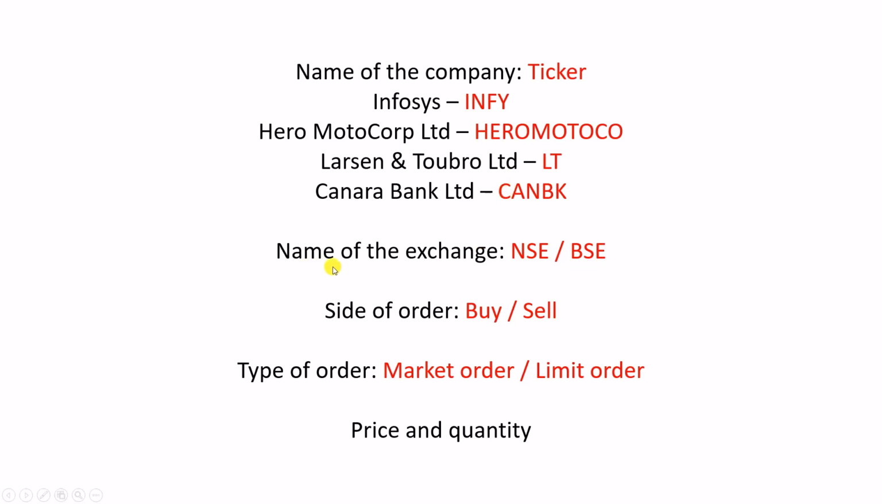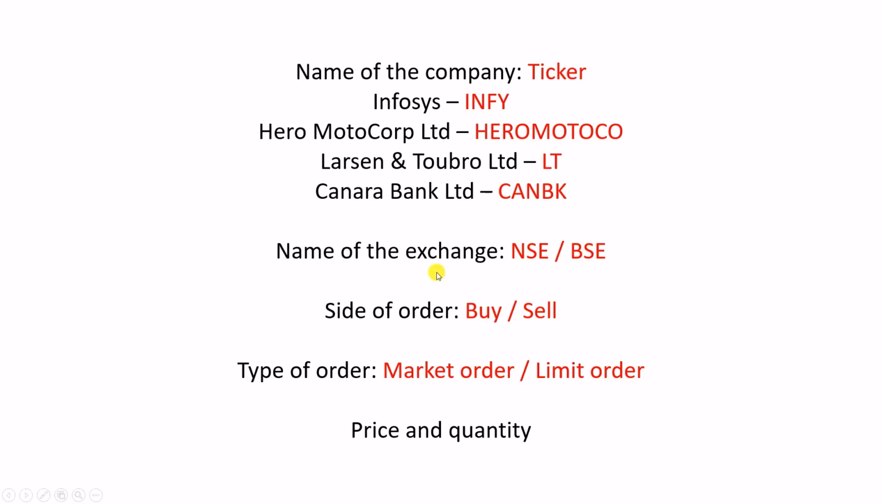Next, you need to decide the exchange from which you will be buying or selling the shares. Now, an exchange is like a shop, correct? If you want to buy 1 kg potato, you can decide to buy it from a local shop, or you can decide to buy from a mall, correct? So similarly, if you want to buy stocks of Infosys, you can buy it from either NSE or BSE. So both are shops or exchanges.